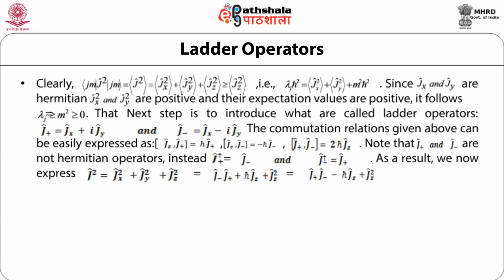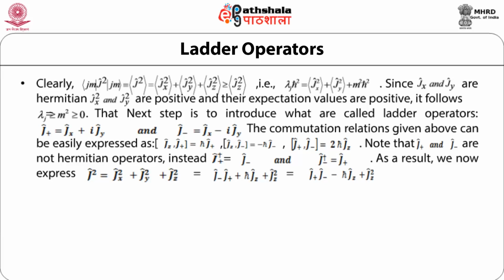And since the operators J_x and J_y are Hermitian, their squares J_x² and J_y² are positive operators and their expectation values are also positive. Therefore, it follows that the eigenvalues denoted by λ_j are greater than or equal to the eigenvalues denoted by m², which are greater than or equal to 0, where the eigenvalues λ_j correspond to the operator J², while the eigenvalues m² correspond to the operator J_z².